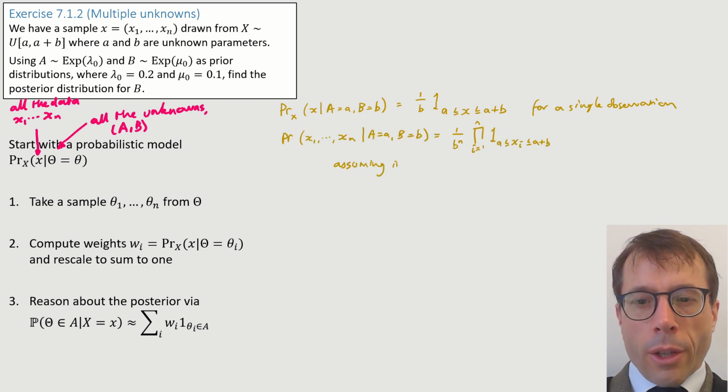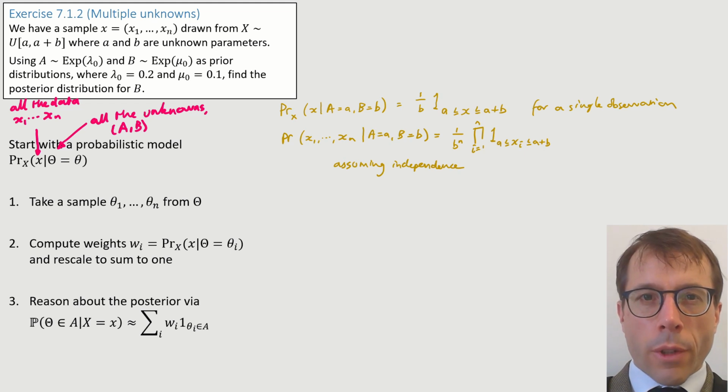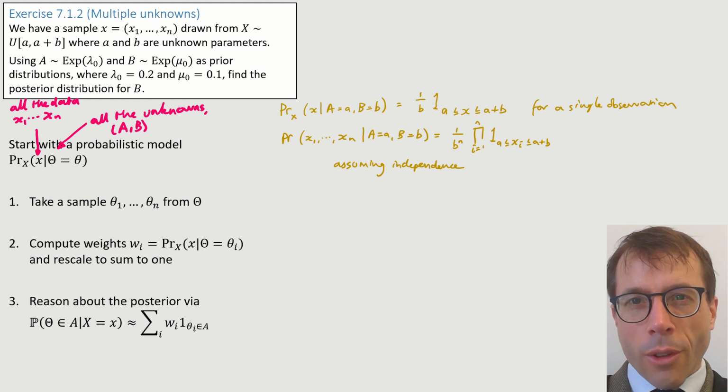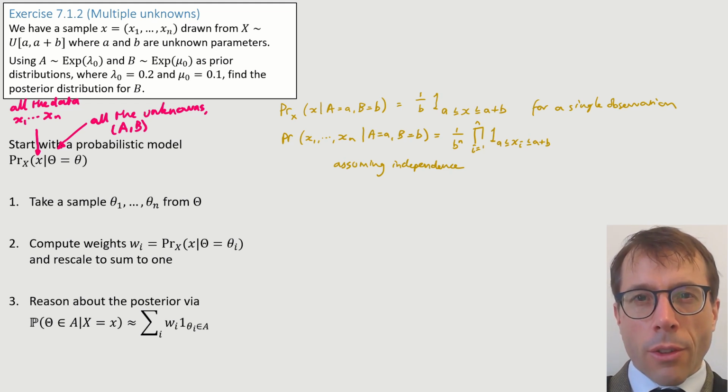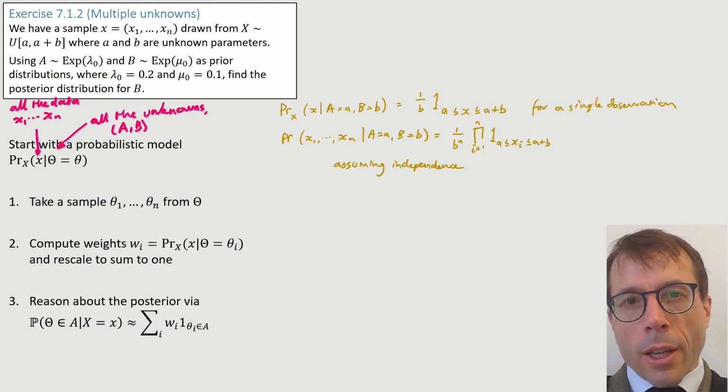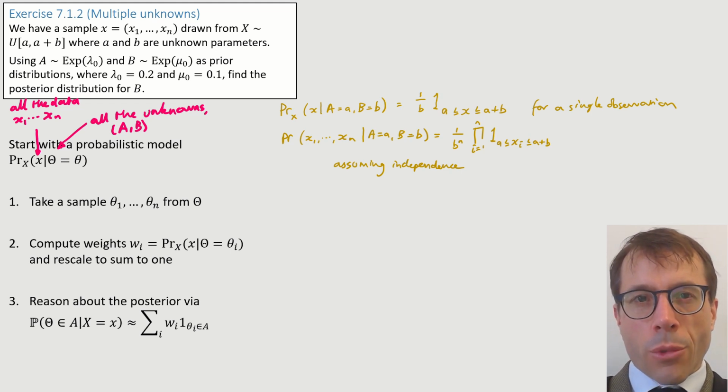And then the likelihood for a sample x1 up to xn is just the product of likelihoods for each individual data point, assuming independence. The question doesn't actually tell us that they're independent, but the general convention is to assume the question means independence unless it explicitly tells us otherwise. Still, we're making an assumption, so I had better write down the assumption we're making.